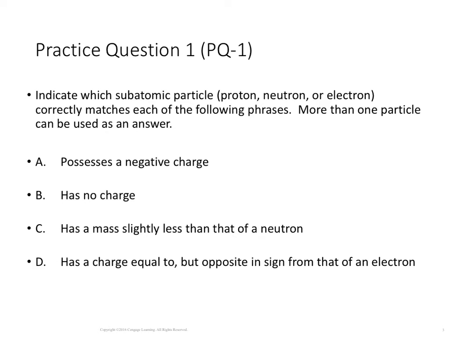So let's put this into practice here with a practice question. So here we want to indicate which subatomic particle is being described by these phrases. And notice that more than one particle could be used to answer each question. So for the first one, we have possesses a negative charge. So the only particle we have that is negatively charged is the electron. Has no charge. That was the neutron, or neutral.